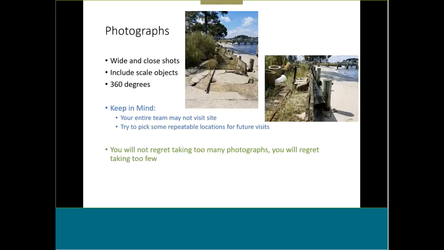I promised a slide on photographs, and here it is. We recommend taking as many photographs as you can. You will probably not regret taking too many. You will definitely regret taking too few photographs. As I mentioned, your entire project team probably won't have an opportunity to go out into the field with you. So taking photographs is a great way to communicate the lay of the land to other team members that you may bring on later. Include scale objects in your photos. This is important. It could be a person, it could be a clipboard, it could be a pen. When you're taking a picture of something that is mostly marsh grass or sand or water, it is very hard to tell a scale. So put something into your photograph that will help you in the future.